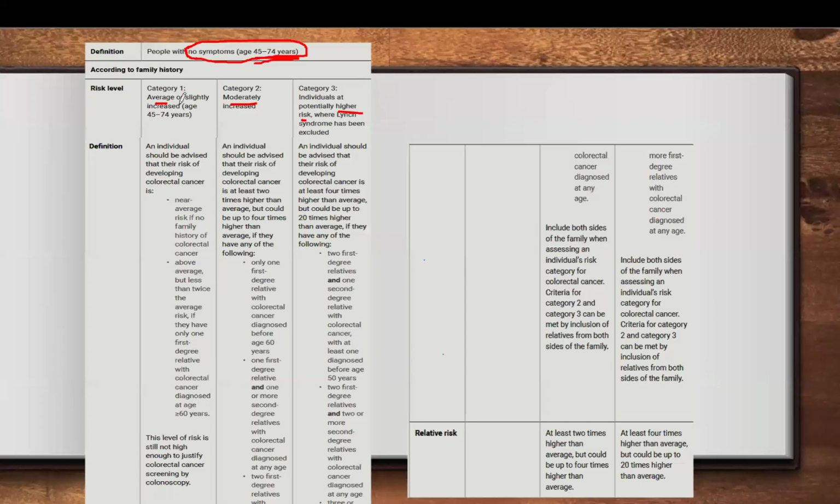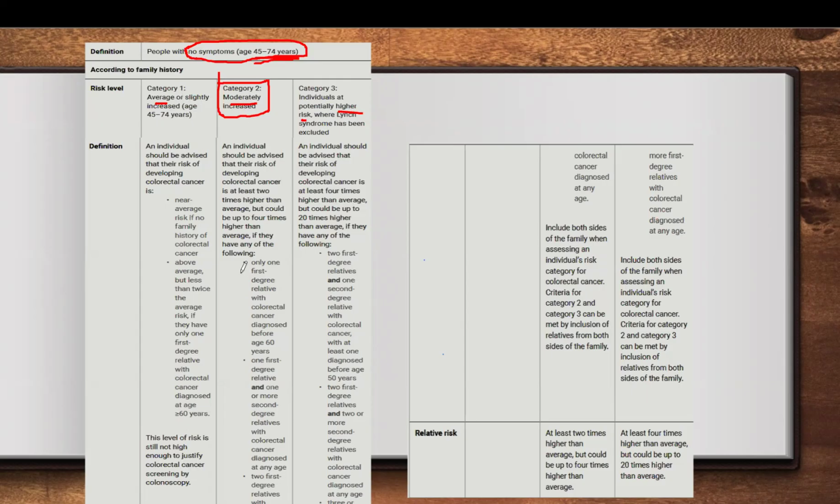Category 1 is average or slightly increased risk. Category 2 is moderately increased risk. One tip is you can remember just the middle category. Just try to remember what the middle one is saying. Anything more than that would automatically be high risk, and anything less than that would be average or slightly increased risk.